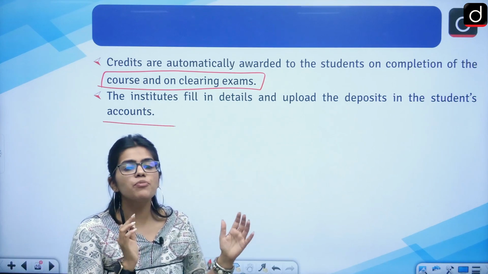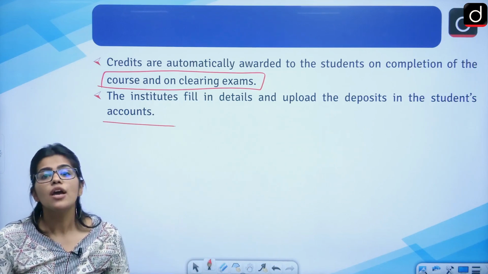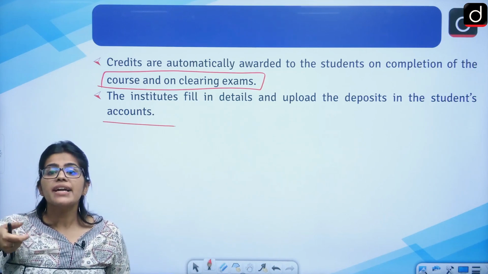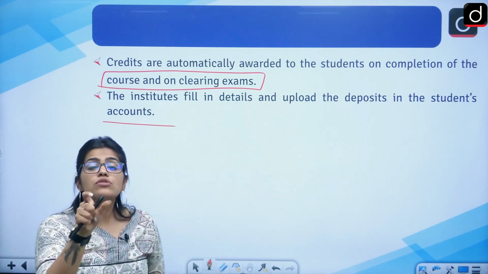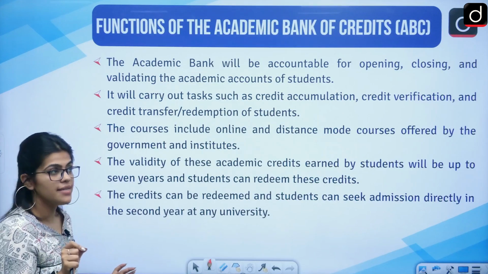Just as we have a proper bank where all our salaries, all our savings can be stored, similarly, whichever course you do, you get credits for those courses, and those credits can be stored at one place. These are called credits, right?